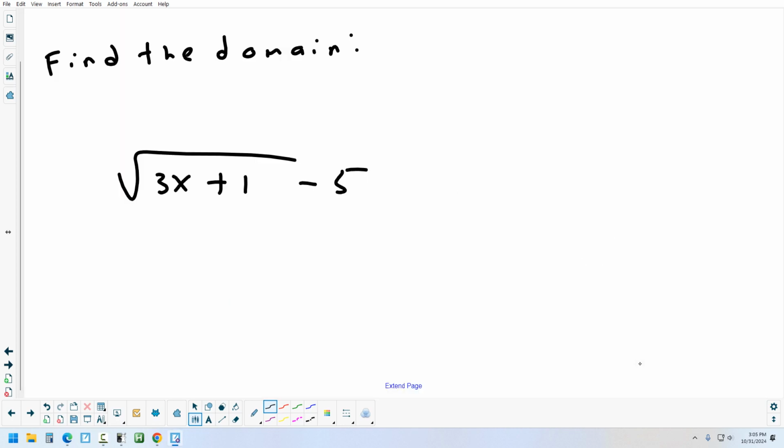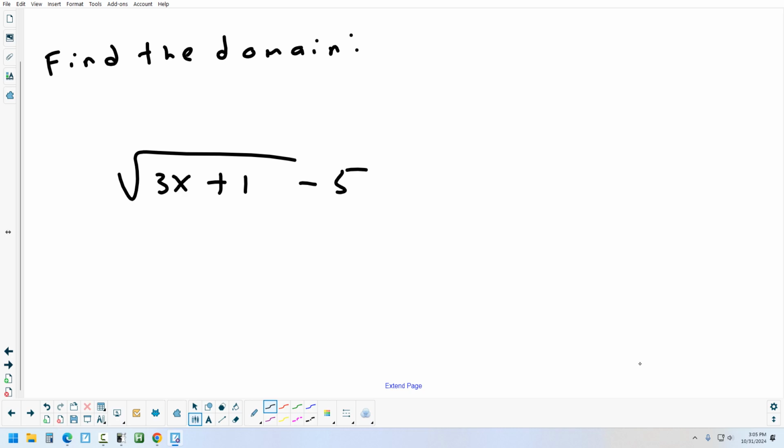Okay, so let's take a look at a problem where we have to find the domain. The first thing we have to look at is what kind of root this is. Is this an even root or an odd root? It's even, right? When there's no index, it's always assumed to be a 2. So that is a square root, which means it's even.